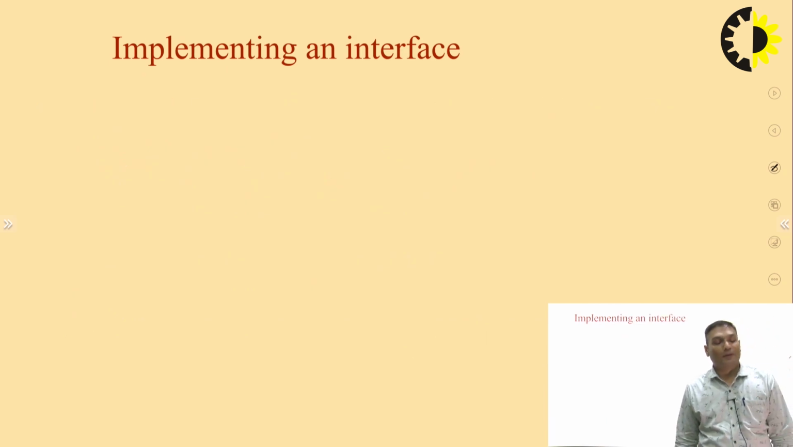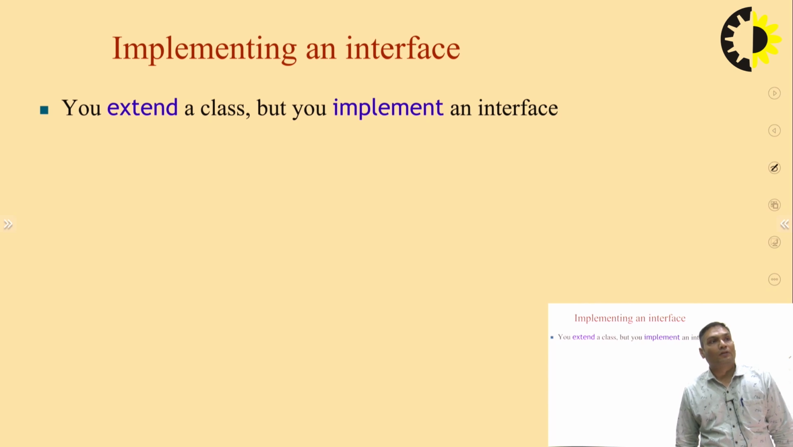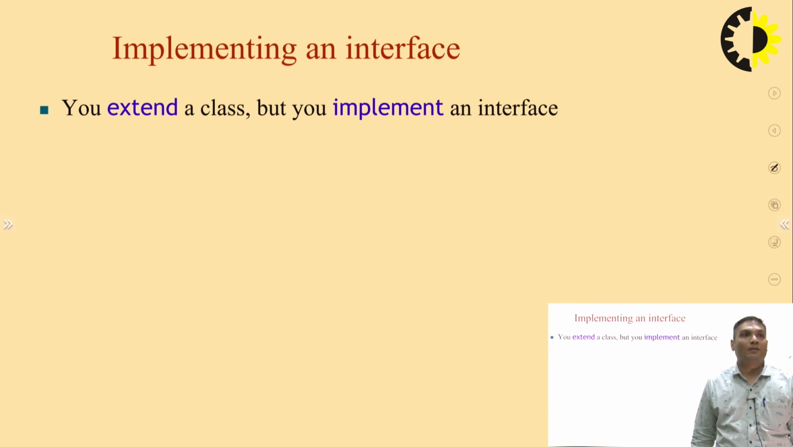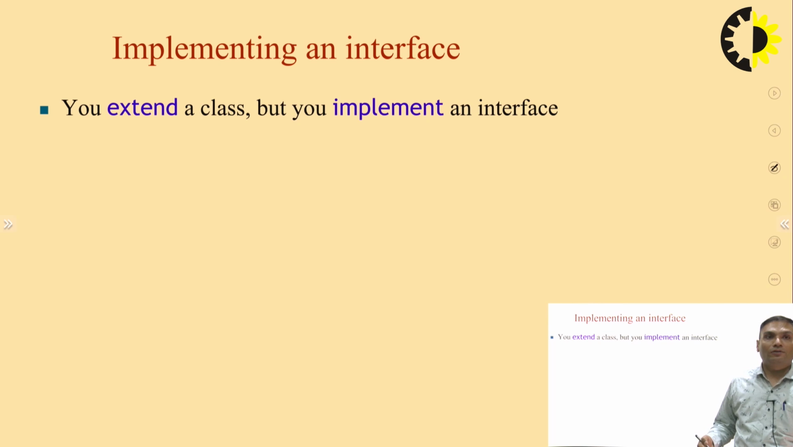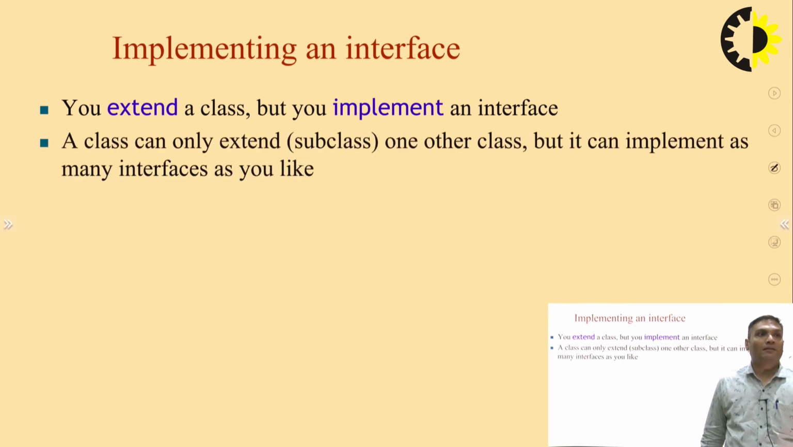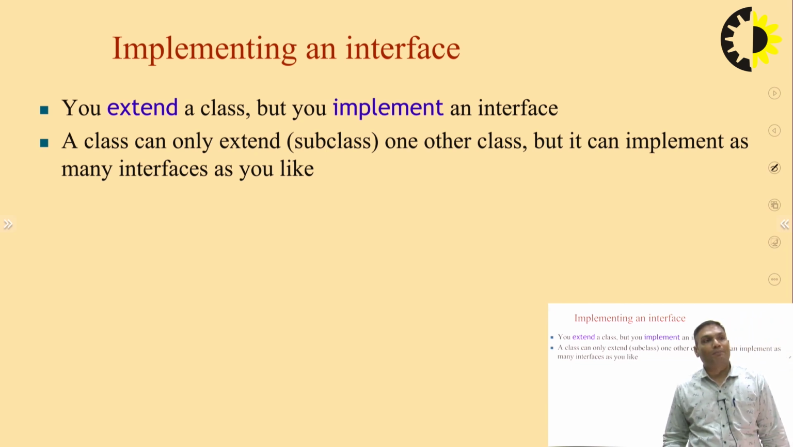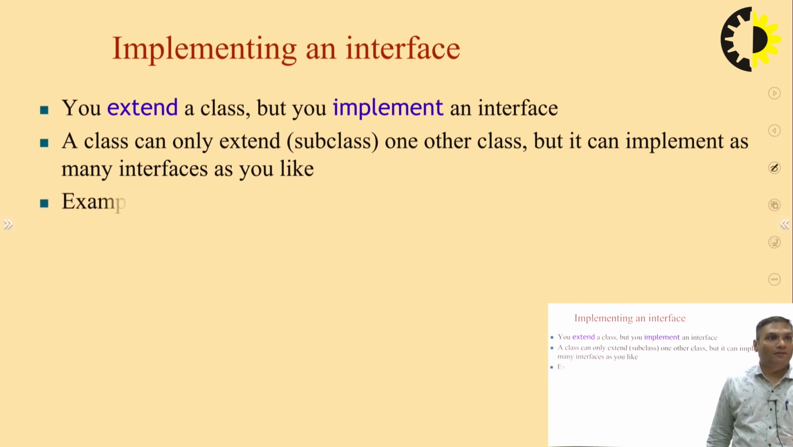So how will we implement an interface? You can extend a class, but you implement an interface. To implement an interface, we need a class that will implement all the methods of the interface. A class can only extend one other class, but in the case of interfaces, a class can implement many interfaces as well.